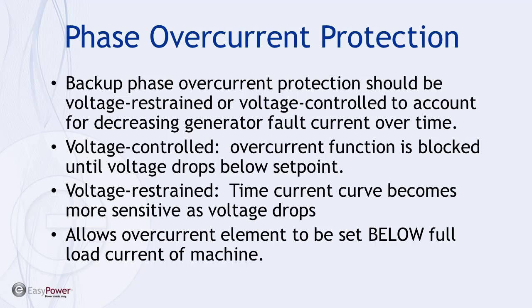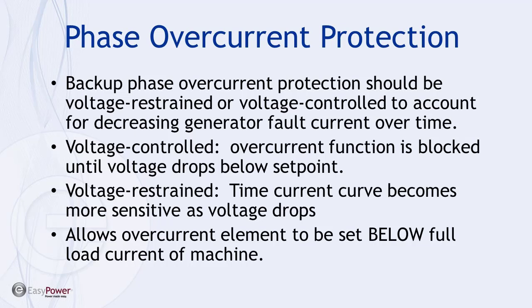And so instead of a standard overcurrent relay, we typically use what we call a 51V, which is either going to be voltage controlled or voltage restrained. And they both are trying to accomplish the same thing. Basically, it allows us to have an overcurrent element that will actually pick up below the full load current of the machine if the voltage goes low enough.